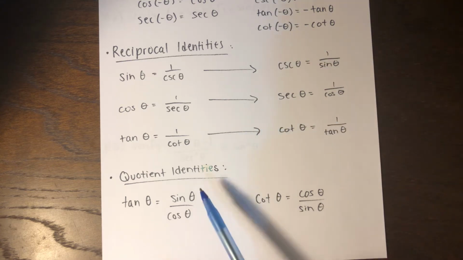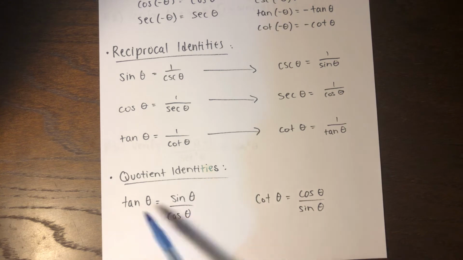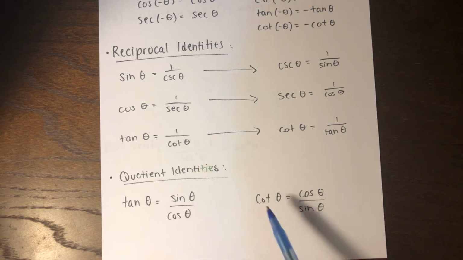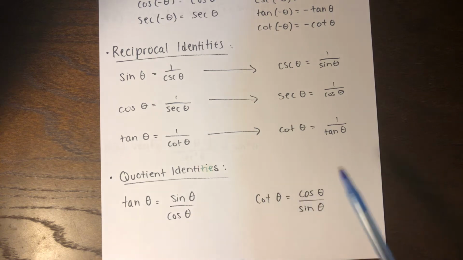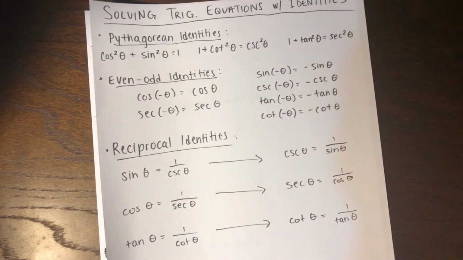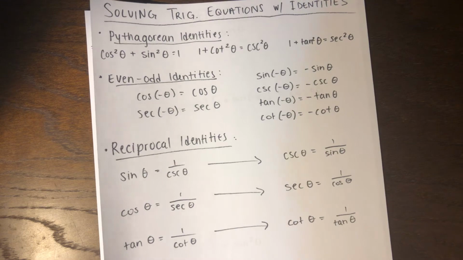And then last but not least, we have quotient identities, meaning dealing with division. So we have tangent, which is sine over cosine, and cotangent, which is the opposite, cosine over sine. So remember, you can pause the video at any time to go back and write these down if you need to, or you can pause the video to have it there while you're working.